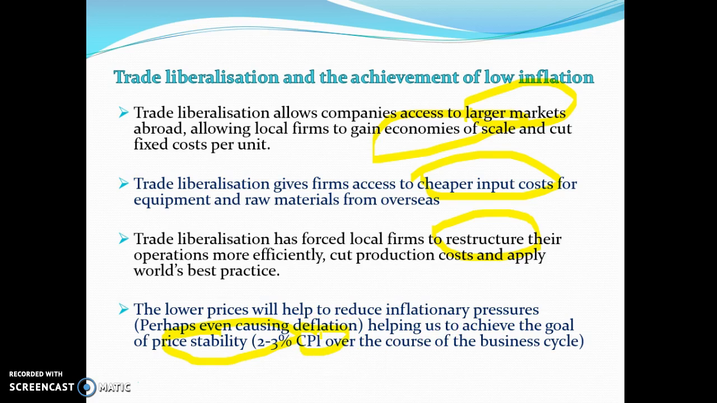You've got increased efficiency because of specialisation. You have increased competition, so firms are more likely to be competitive. You have access to larger markets, and you have cheaper input costs as well as restructuring, all leading to low inflation. There's plenty of things you can talk about there.